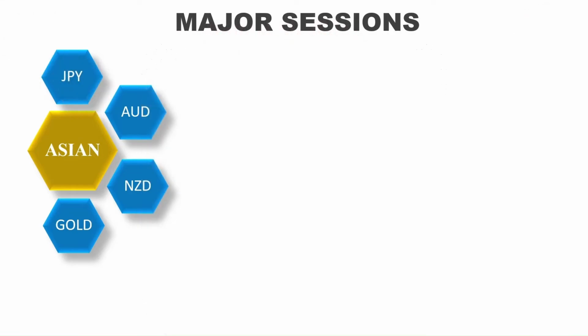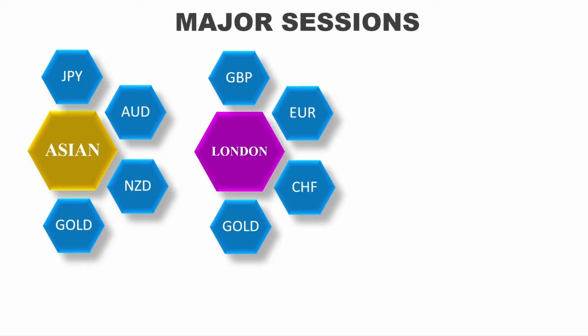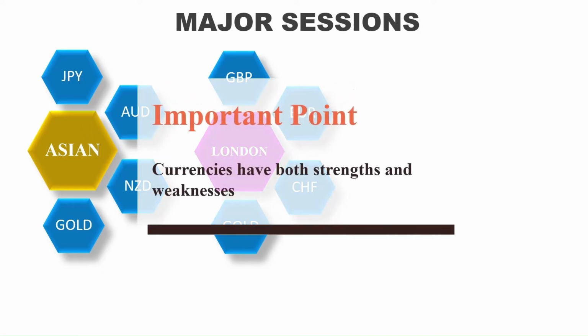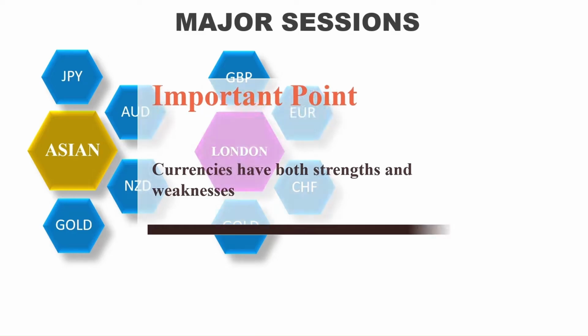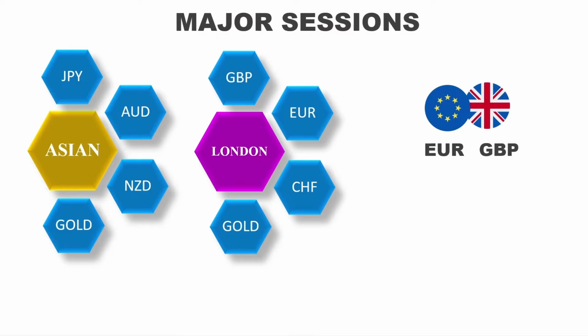So the next session that we have is the London session. In this session, we have pound, euro, franc, and gold that are being actively traded. So the same concept applies in the London session. Another important thing is that currencies have both strengths and weaknesses. For example, if you want to trade euro-pound in London session, you have to make sure that one currency is weak and another is strong. Because that's the only way euro-pound will move. But if both currencies are strong, there is a high chance that the market will consolidate and be hard to trade.